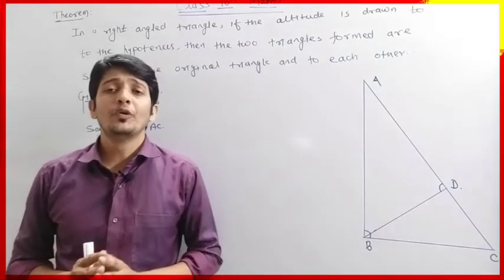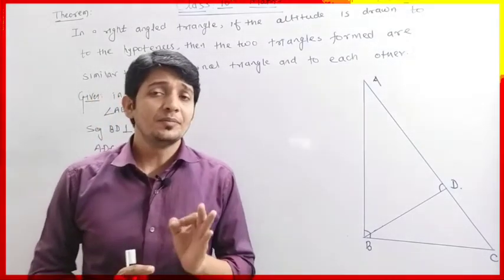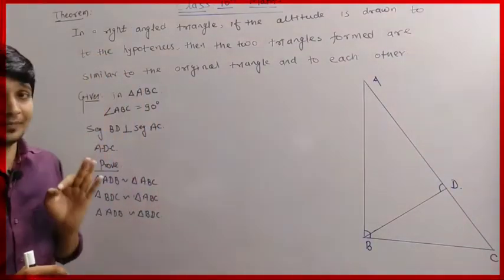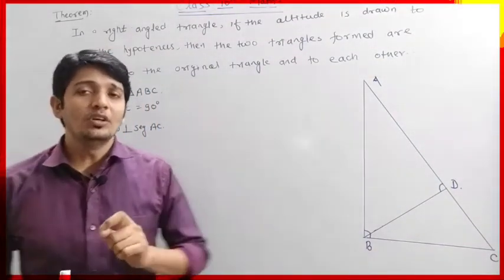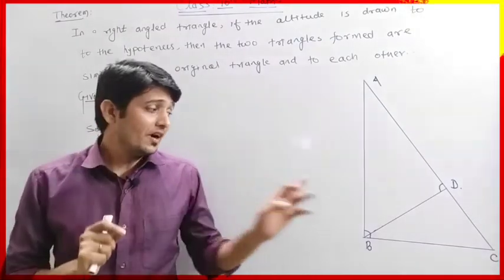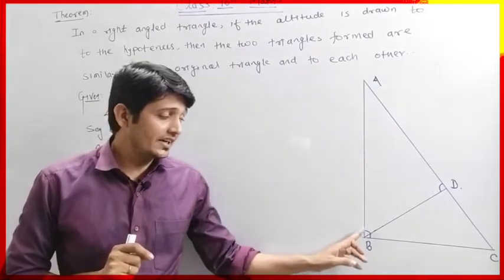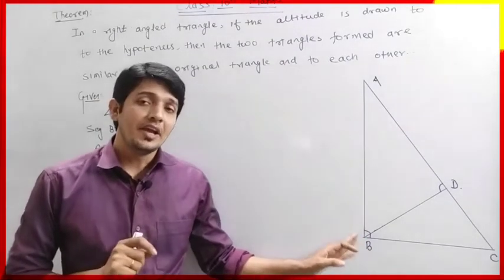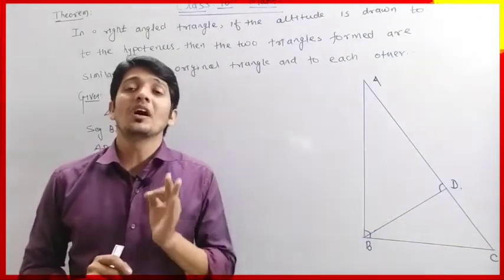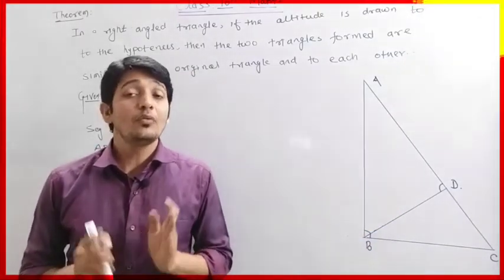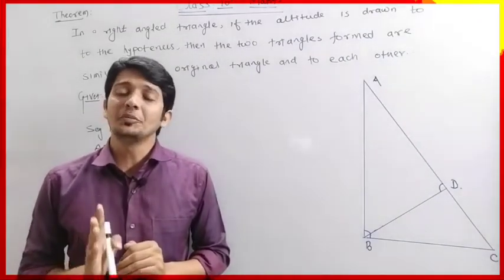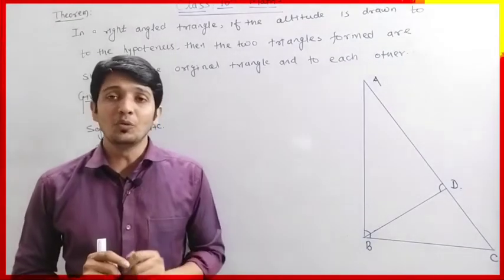So now we are going to understand something special, students. It is nothing but a theorem which depends on the right angle triangle: if from the vertex, that is from the 90 degree angle, we draw BD which is perpendicular on the hypotenuse, then three different triangles are formed which are similar to each other. That we have to prove.